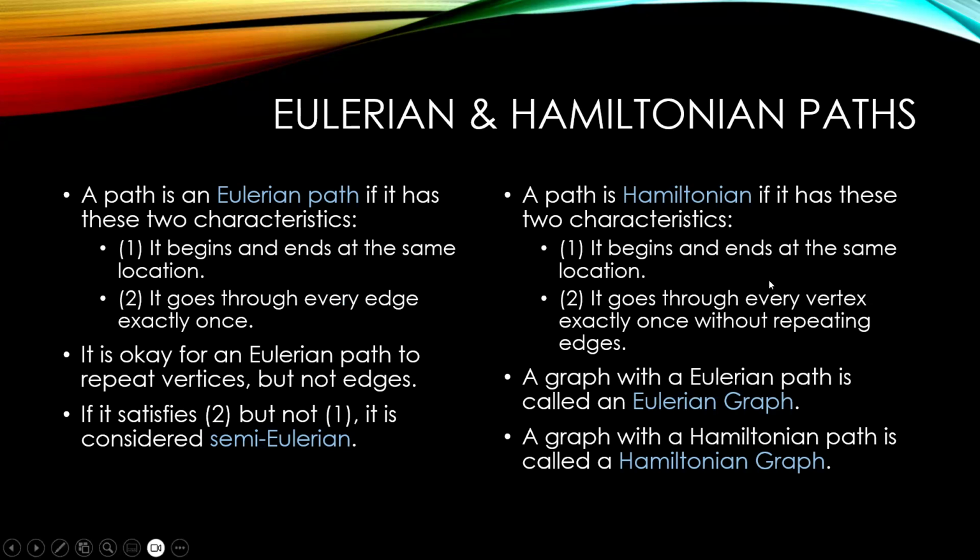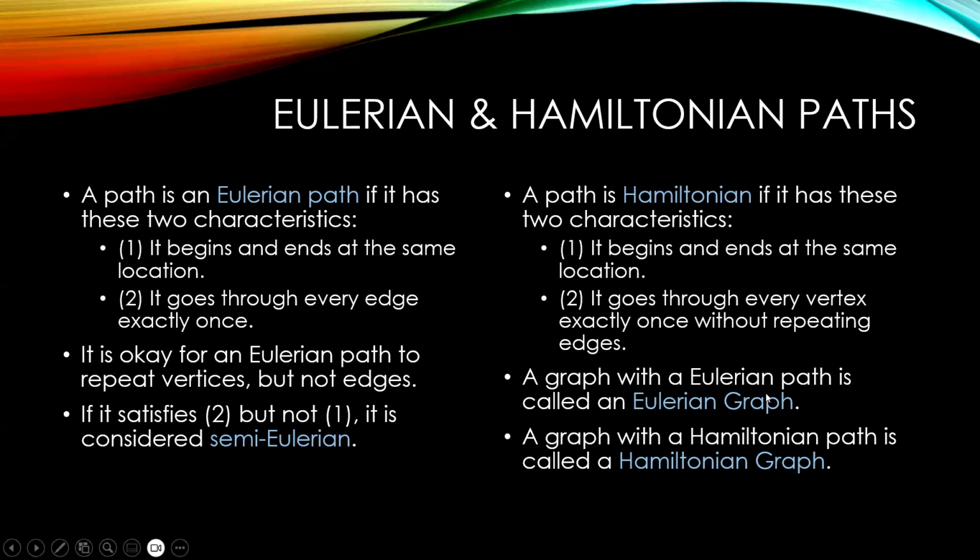A path is Hamiltonian if it begins and ends at the same location and it goes through every vertex exactly once without repeating edges. You do not have to go through all of the edges, but you have to have a path which goes through every single vertex without repeating any edges.